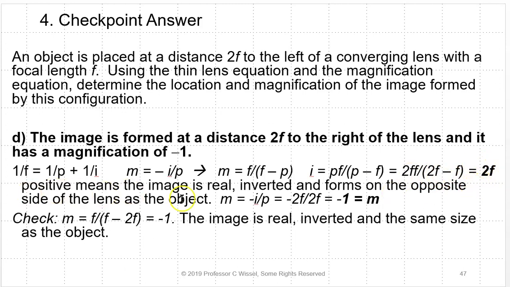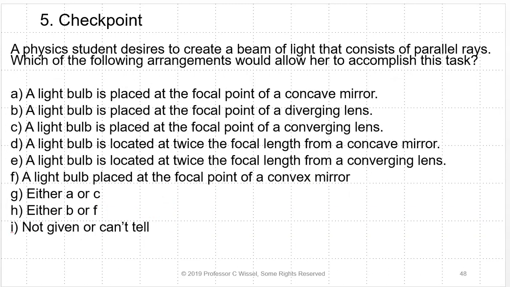It's positive, this means the image is real, inverted, and forms on the opposite side of the lens as the object, and m will be minus i over p, that's minus 2f over 2f, or -1. It'll be the same size, it'll be upside down. And we can check that. m equals f divided by f minus 2f, it ends up being -1. Always check these things if you can.